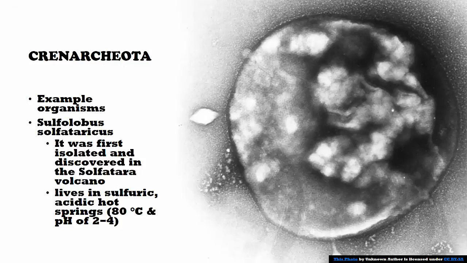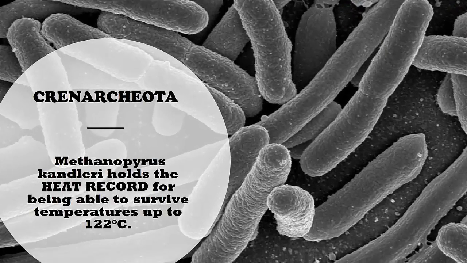Here's an example of a Crenarchaeota. This is the Sulfolobus solfataricus. Let me try that again. The Sulfolobus solfataricus. Try to say that 5 times fast. It was first isolated and discovered in the Solfatara volcano. So this guy's awesome because he was discovered in a volcano. Not like they actually have a gender or anything. So this Sulfolobus solfataricus, I'm getting closer, lives in sulfuric acid hot springs at temperatures of around 80 degrees Celsius and a very acidic pH of around 2 to 4.